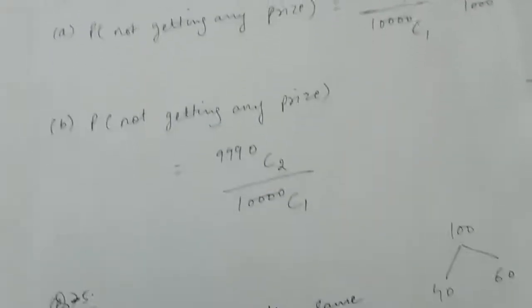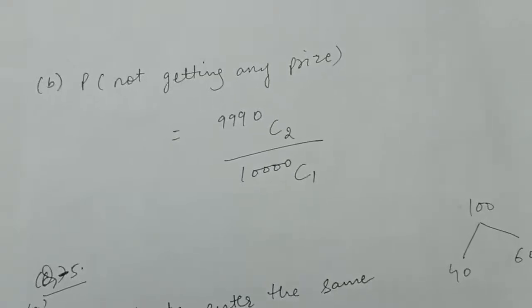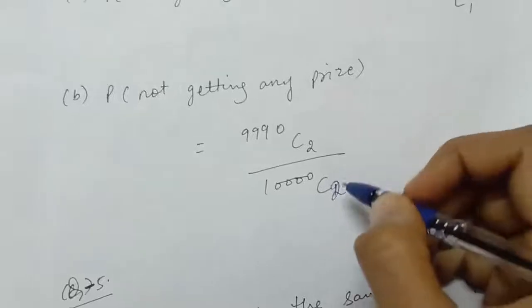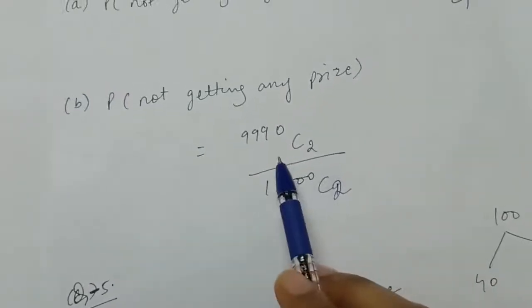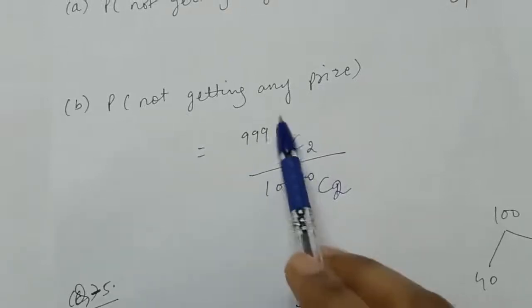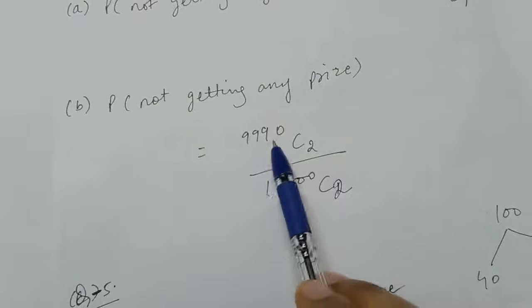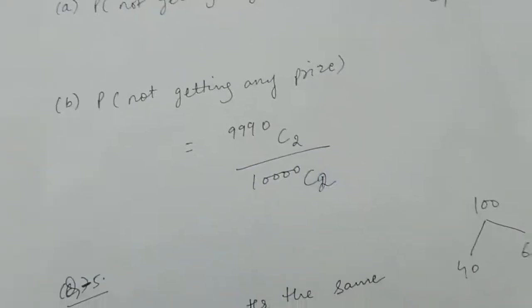Now next is the probability of not getting a prize when he buys 2 tickets. So this will be 2. Total outcomes will be out of 10,000 select 2, and favorable will be select from those tickets on which prizes are not available. Those are 9,990 tickets, and out of those select 2, right?